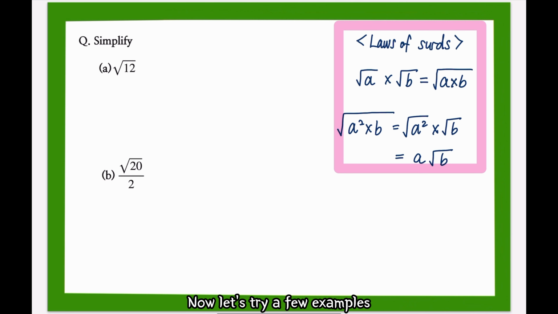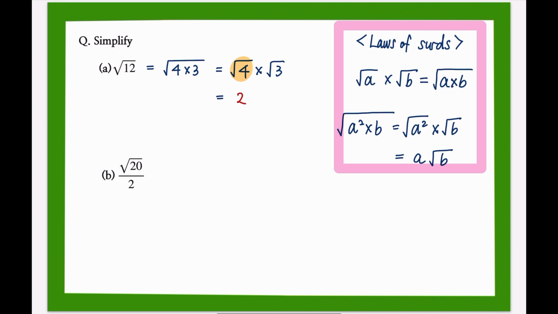Now let's try a few examples. We can split root 12 into root 4 times 3, which is root 4 times root 3. Since root 4 is equal to 2, it becomes 2 times root 3, which is 2 root 3.